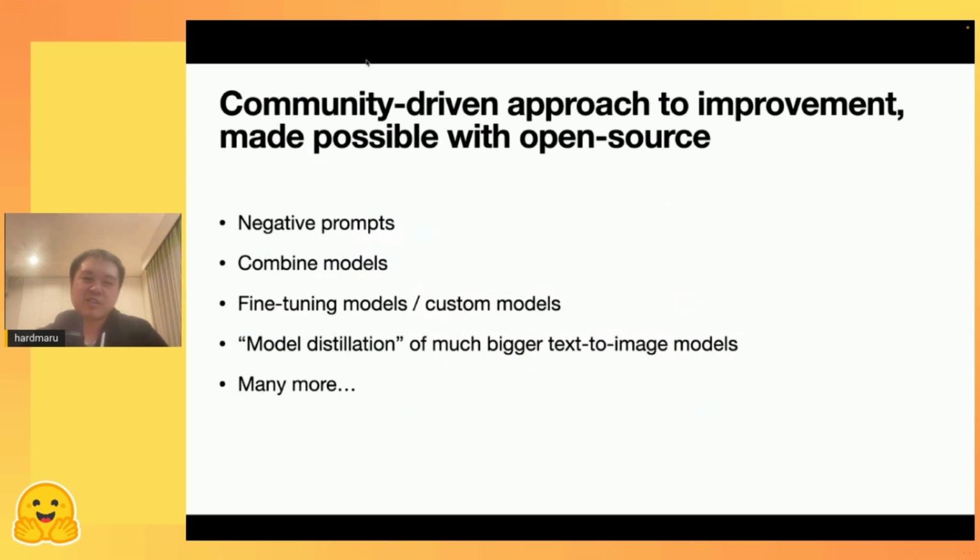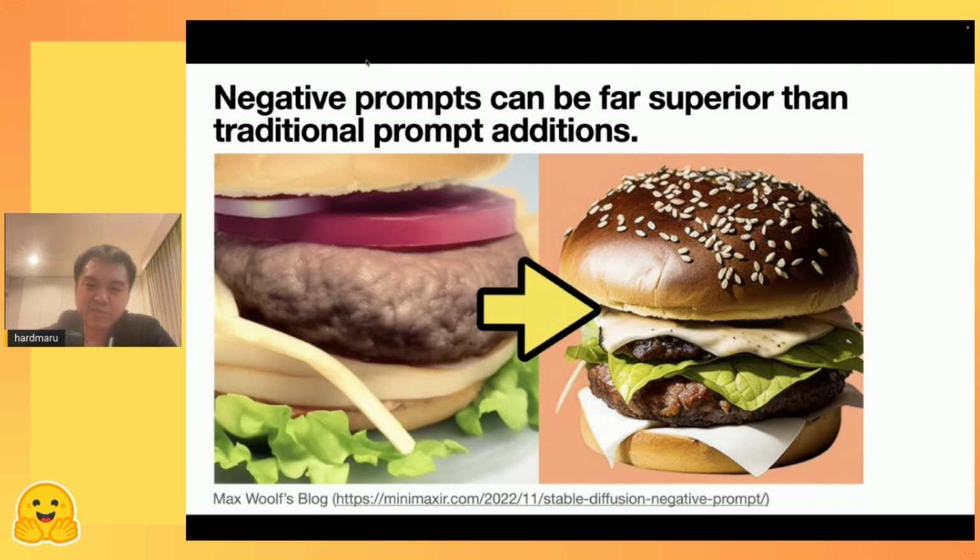And the other part I was talking about is the model hackers. There are so many model hackers out there, and this community really discovered novel ways of using Stable Diffusion. Things like negative prompts, how to combine models, fine tuning, to model distillation. I think negative prompts, I'm not sure where it was discovered, but it was certainly made popular in Stable Diffusion. You type in the prompts that you don't want to see, and suddenly it makes your burgers look much better.